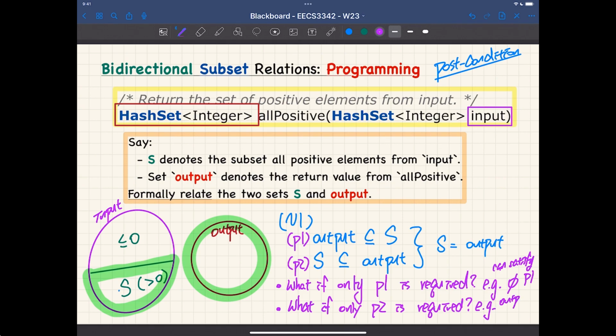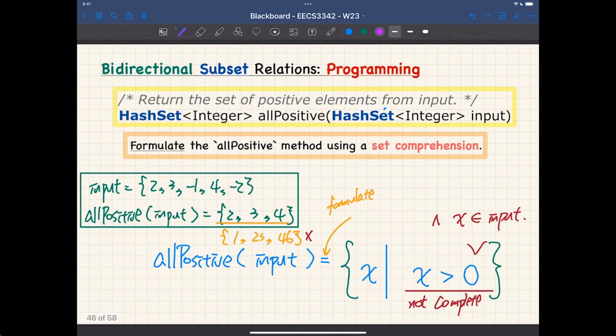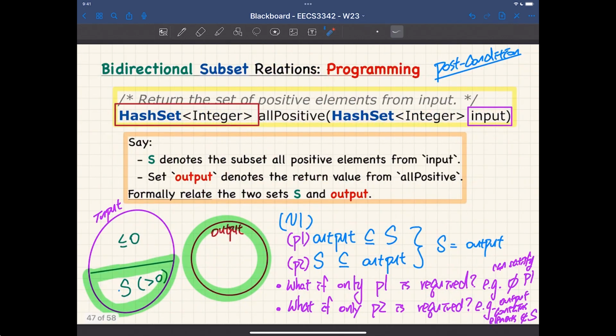So, for example, output contains elements that are not in S. That's kind of the example I gave you over here. The output contains all the elements, even though they are positive, but they're not exactly in the original input. That's basically what I talk about. All right, guys, I think that's kind of important. Really think it through, okay? All right, that's version 1.